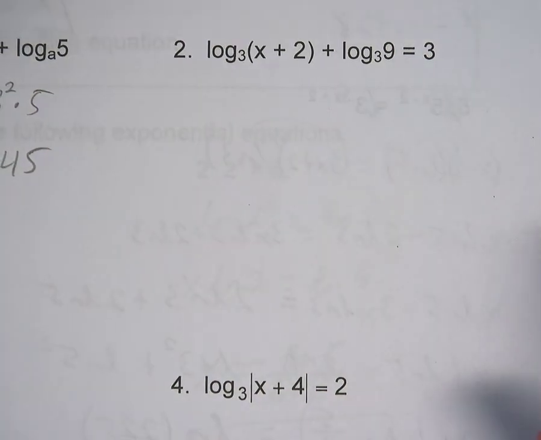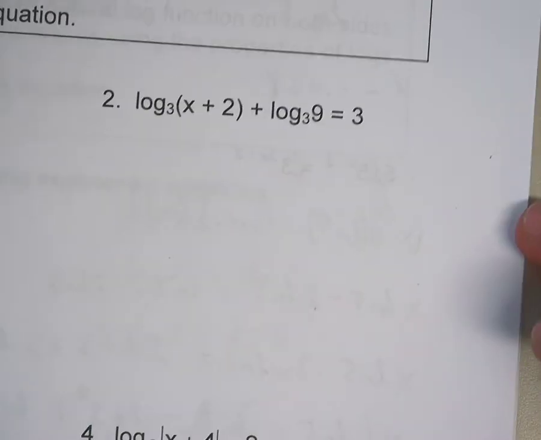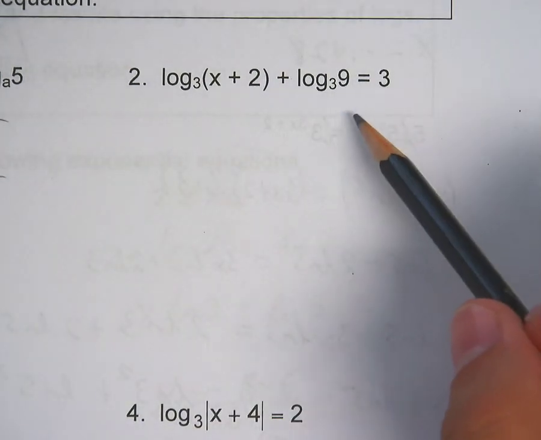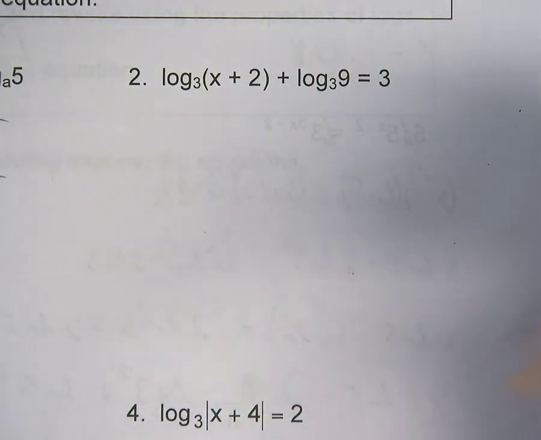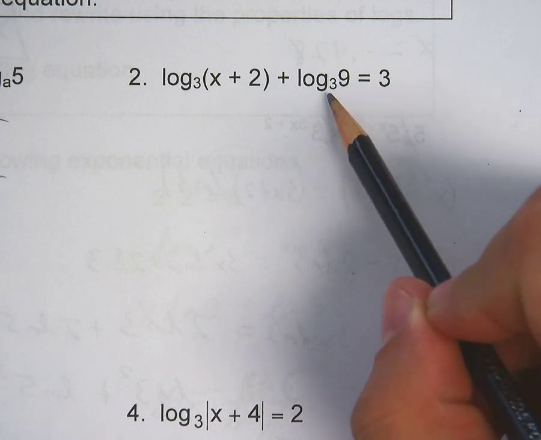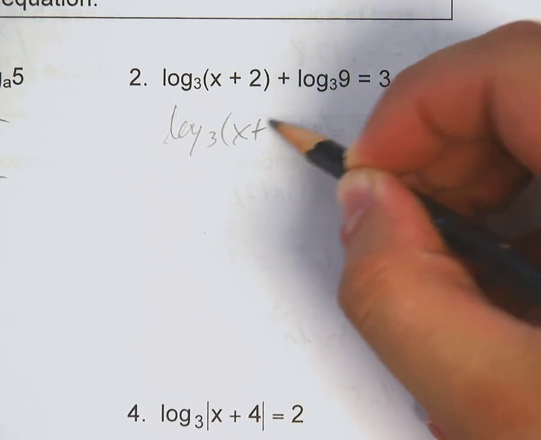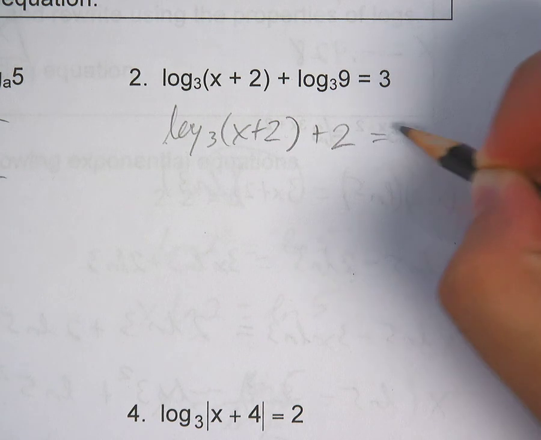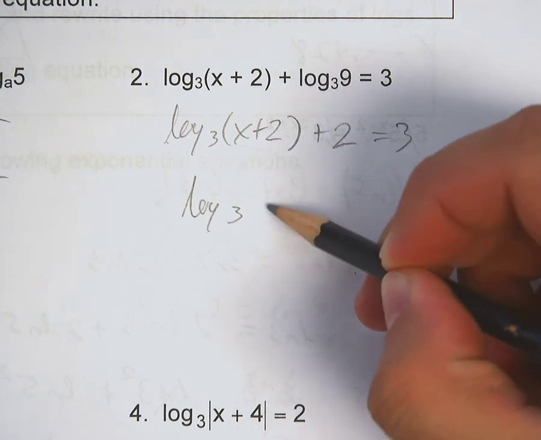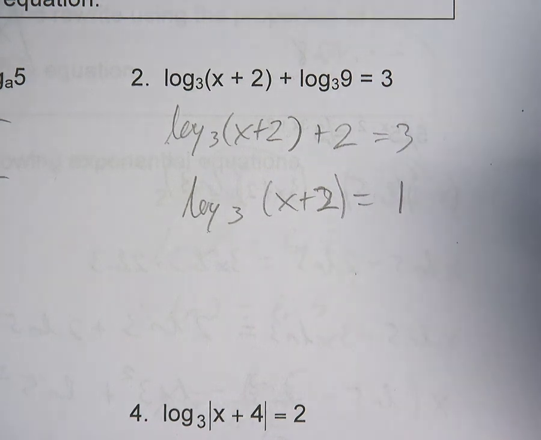All right, number 2 says log base 3 of x plus 2, plus log base 3 of 9 equals 3. So I need to convert this as much as possible. Log base 3 of 9 is 2. That's 3 to what power gives you 9? So this is log base 3 of x plus 2, plus 2, equals 3. So subtract your 2 over, you get log base 3 of x plus 2 equals 1.